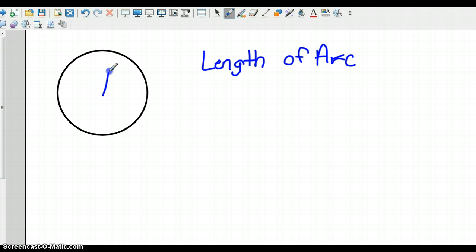So let's say I have an angle measured from the center of the circle, and I cut a piece of my circle out. What I want to know is, how do I find the length, this distance that goes around the outside of the circle, but I only want it for that section of the circle. I don't want it for the whole circle. So what you guys need to think back to is that circumference of a circle. Circumference is 2 pi r, or pi d.